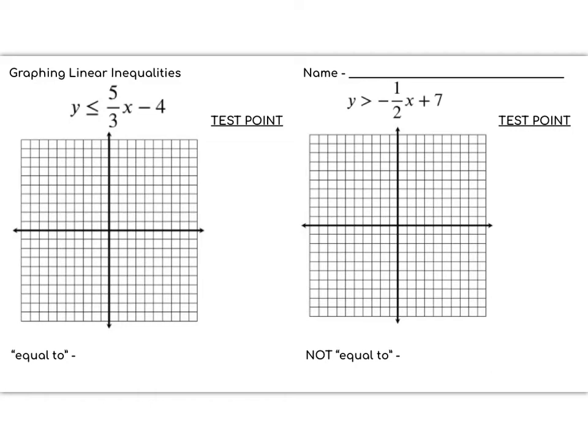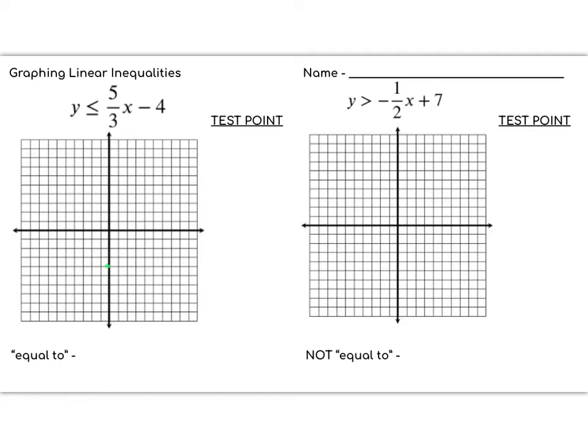We have graphed linear equations, and now we are going to graph linear inequalities. So instead of y equals 5/3 x minus 4, in this case we have y is less than or equal to 5/3 x minus 4. You start it the same way as when you were graphing equations. So you find your y-intercept. The y-intercept is -4. So you put a point at -4.